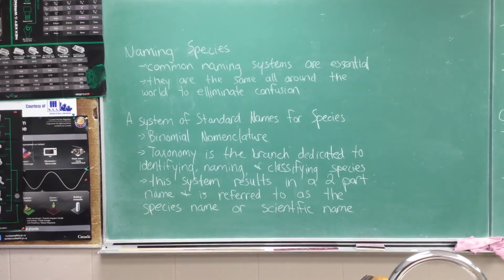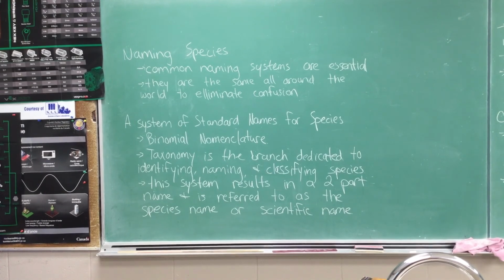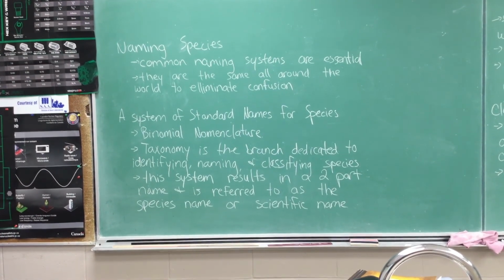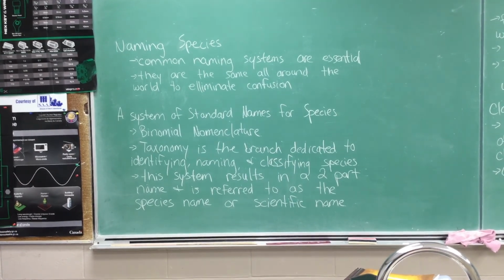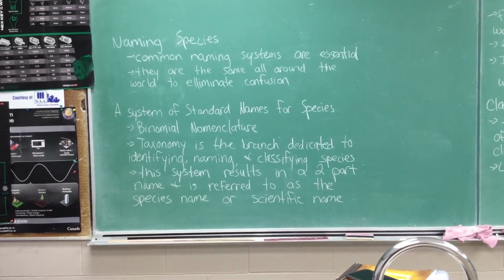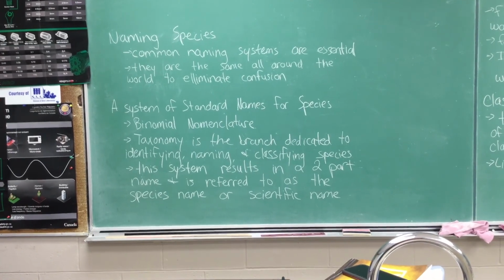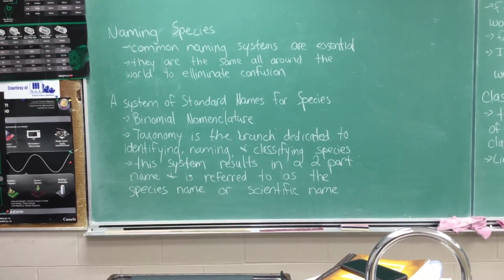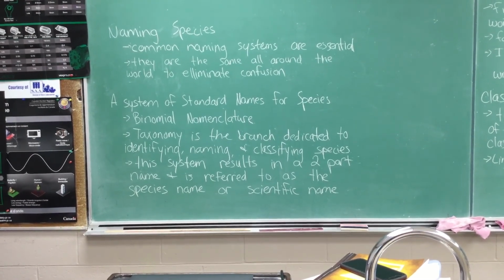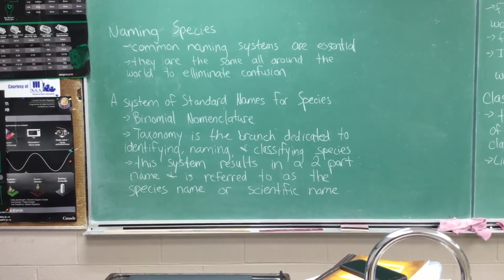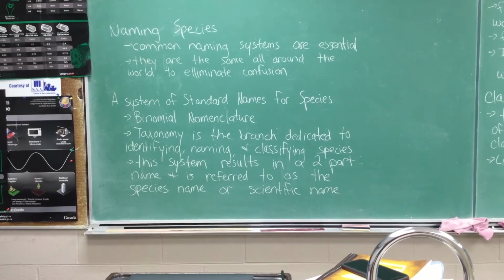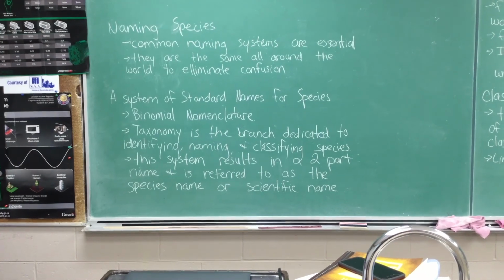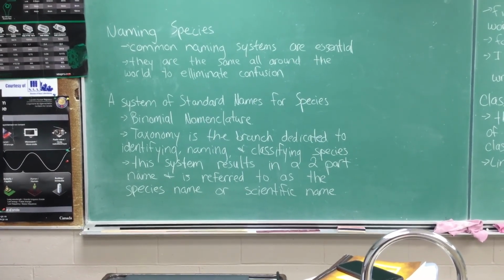A system of standard names for species: the binomial nomenclature. There is a branch of biology dedicated to identifying, naming, and classifying species. This branch is known as taxonomy. Carl Linnaeus is referred to as the father of taxonomy. He developed binomial nomenclature used to name species. Binomial meaning two parts, and nomenclature meaning naming system. This system results in a two-part name and is referred to as a species name or a scientific name.